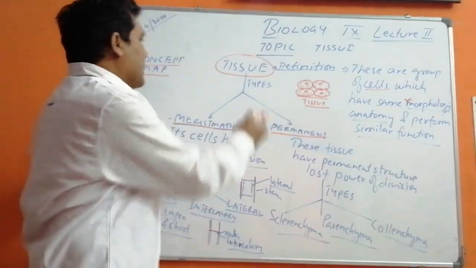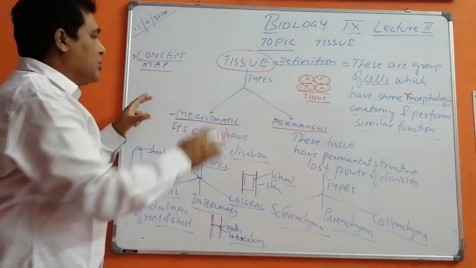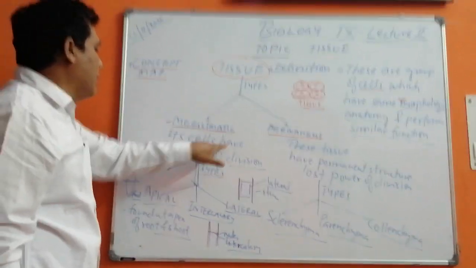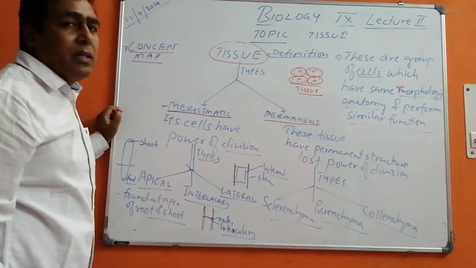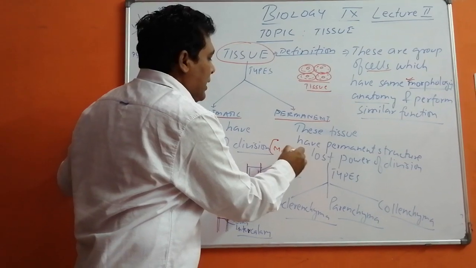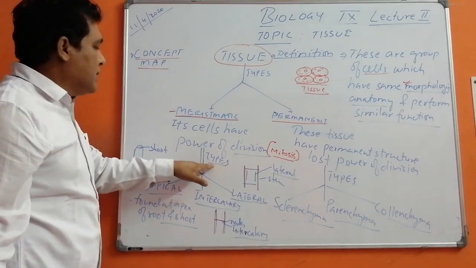Now coming to the types of the tissue. First is your meristematic tissue. We are going to study about this. Its cells have the power of division, meaning they can divide. Division is by mitosis. We will learn it in the later part of the chapter. Now coming to its types.